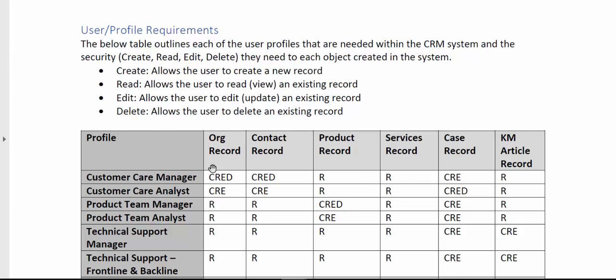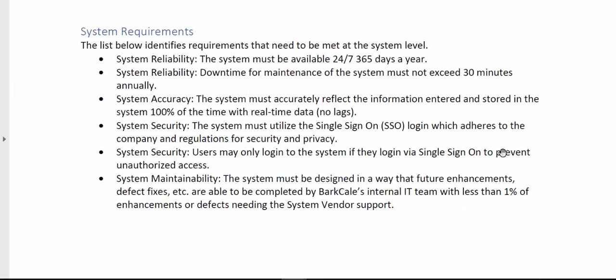And this section in particular will continue to be updated for each of your sprints as you define new profiles or as you define new records or objects within the system. The next section is for system requirements.